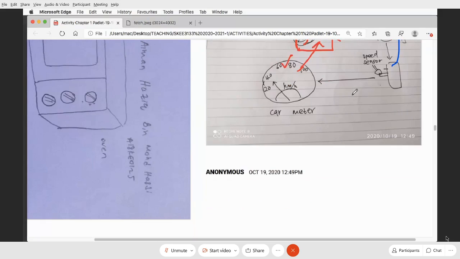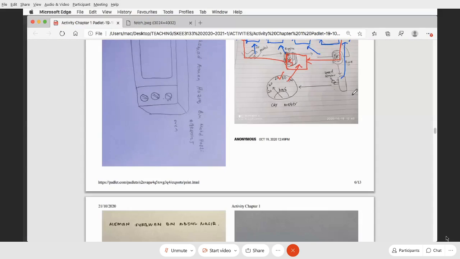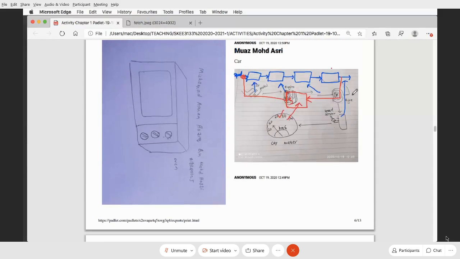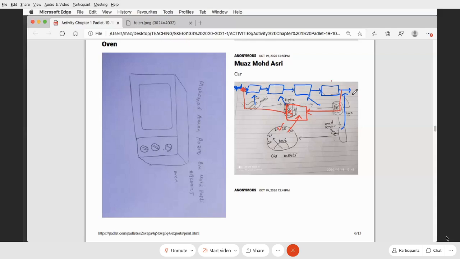So I have a question. If I make it manual closed loop, where can I put the eyes in this diagram? Your eyes will monitor, but your controller here is your mind. Your mind makes the decision.